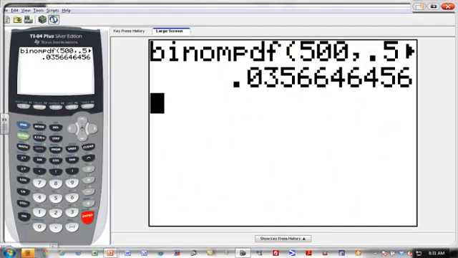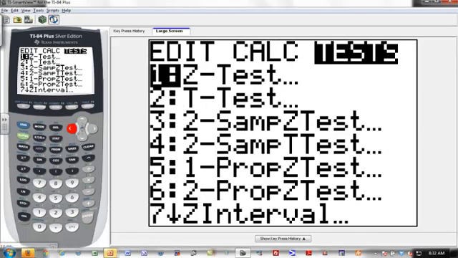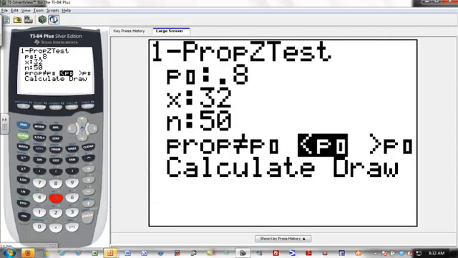I've got no interest in doing the calculation by hand. So where do I go? Stat, Test, One Prop Z-Test, which is option 5. P0 is the value from our null hypothesis, 0.08. X is 47, the number of potatoes in our sample that had blemishes. N is 500.